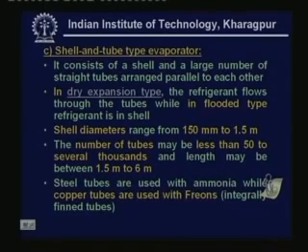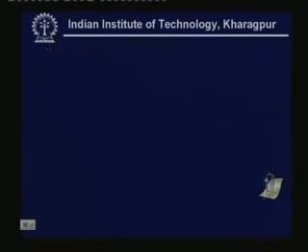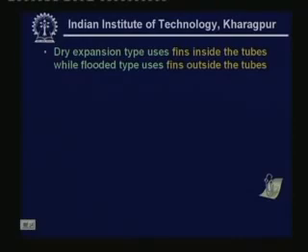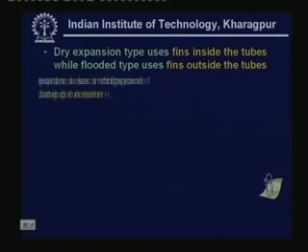Normally steel tubes are used with ammonia while copper tubes are used with freons, and when we use freons the heat transfer coefficient obtained on the refrigerant side is typically small. So we normally use what are known as integrally finned tubes on the refrigerant side. Whereas in the case of ammonia, since the heat transfer coefficient is large, fins are not required. Dry expansion type evaporators use fins inside the tube, that means on the refrigerant side, while flooded type uses fins outside the tubes, because in the flooded type refrigerant flows on the outside of the tubes.